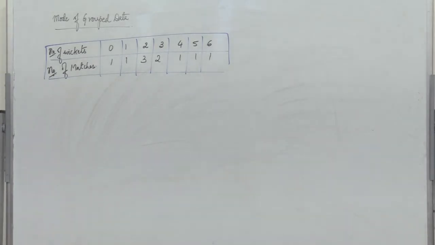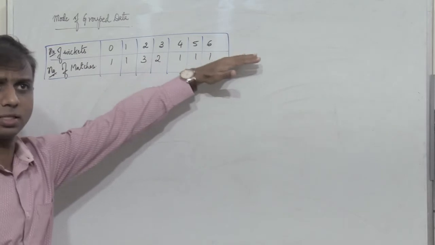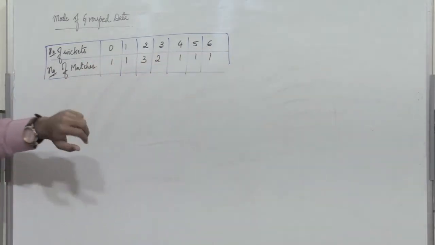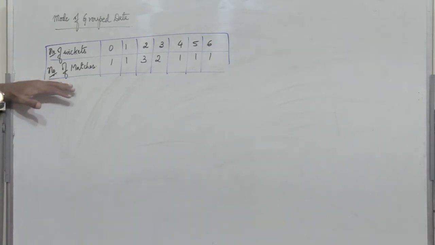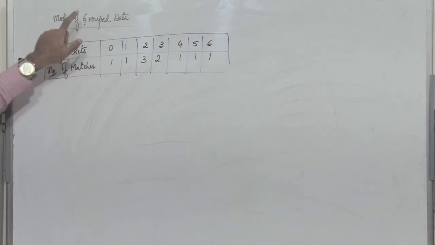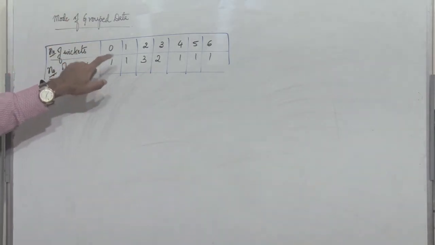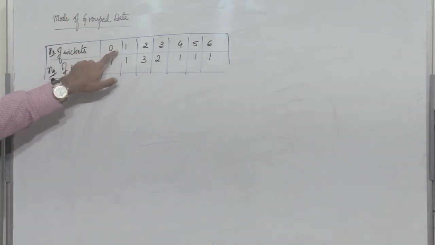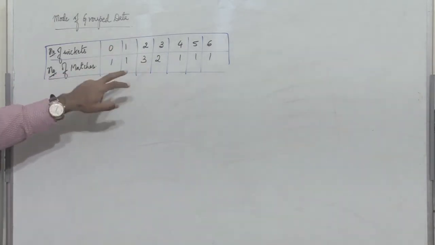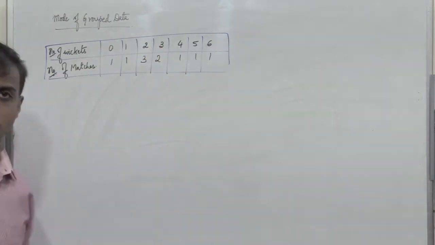Now let's take an example here. Here we find the number of wickets taken by a batsman, which is 0, 1, 2, 3 up to 6, and we find the number of matches. So it means that in one match a batsman has taken 0 wickets, in one match he has taken 1, in 3 matches he has taken 2 wickets, in 2 matches he has taken 3, and so on.